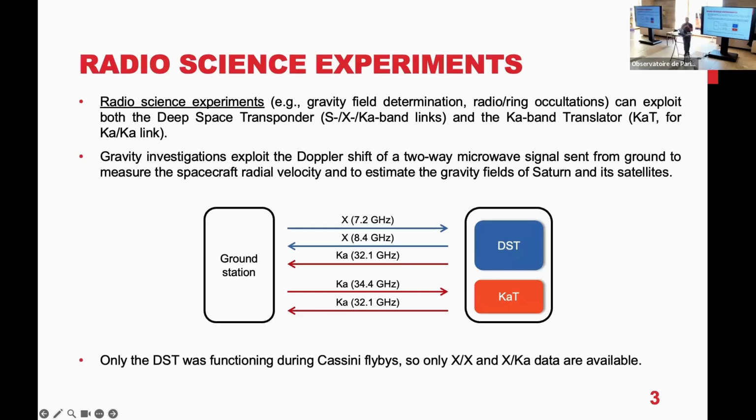So the gravity investigation exploits the radio signals transmitted from ground to the spacecraft and then retransmitted back to the ground station in order to measure the Doppler shift of that radio signal and thus determine the radial velocity between the ground station and the spacecraft, and thus reconstruct the trajectory and the gravity field of the moon.